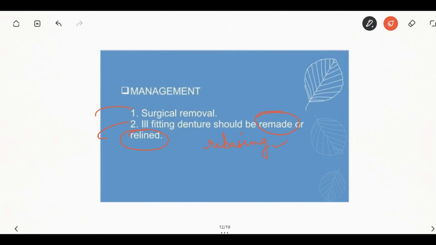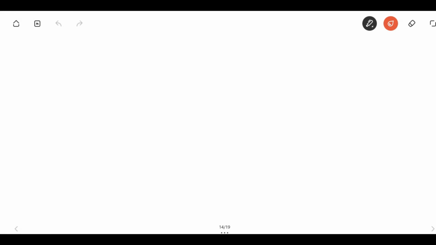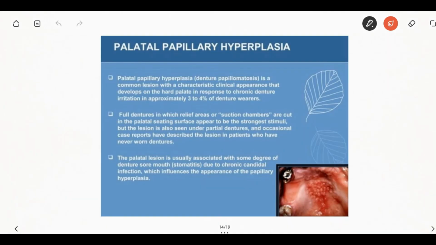If the denture is replaced or repaired, we will see that the lesion will not reoccur. Next comes inflammatory papillary hyperplasia, or another name, palatal papillomatosis. Papillary hyperplasia is an unusual condition involving the mucosa of the palate.